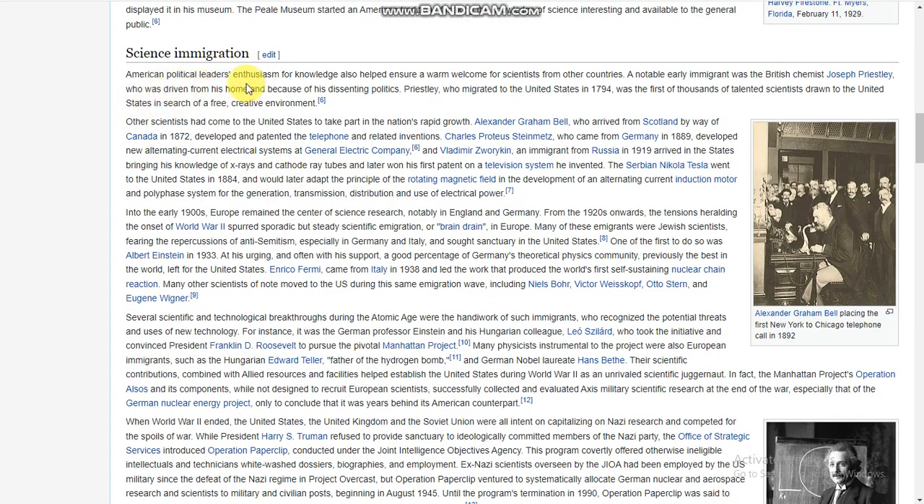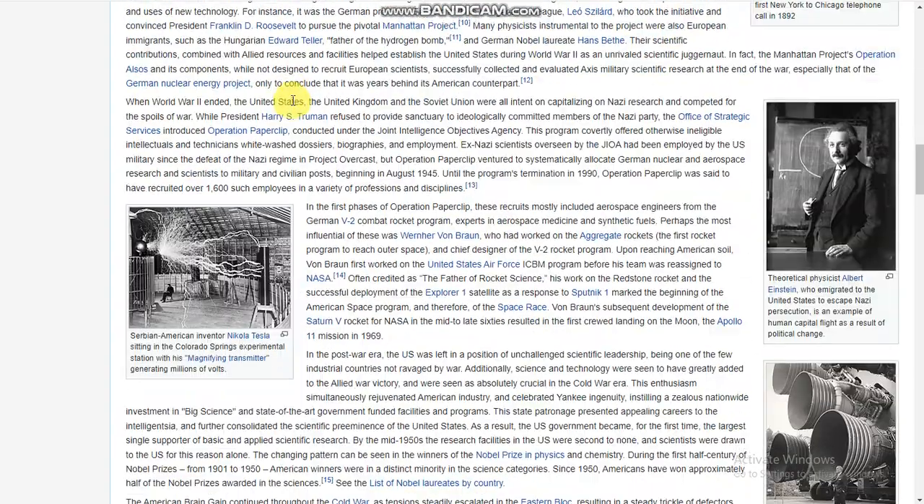Next is science immigration. American political leaders' enthusiasm for knowledge also helped ensure a warm welcome for scientists from other countries. A notable early immigrant was British chemist George Purcell, who was driven from his homeland because of his dissenting politics. Purcell, who migrated to the United States in 1794, was the first of thousands of talented scientists drawn to the United States in search of a creative environment.